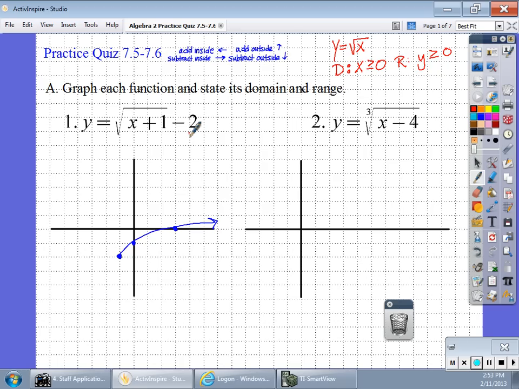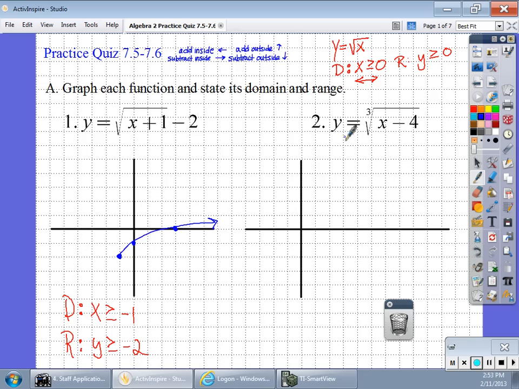So because domain is the one that deals with left to right, okay, and we shifted left 1 unit, this domain then also gets shifted left 1 unit, and 1 unit to the left of 0 is going to be x greater than or equal to -1, okay? 1 unit to the left of 0. For the range, we shifted down 2 units, so this also gets shifted down 2 units. And so for the range, we're going to say y is greater than or equal to -2, okay? Because again, 2 units below 0 is -2.